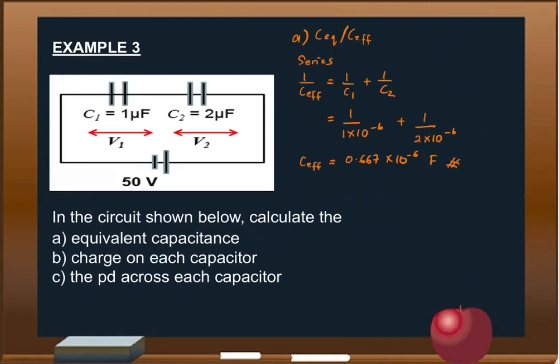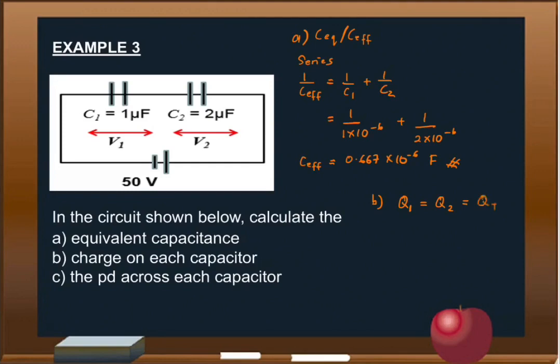For question B, we want to find the charge on each capacitor, so Q. As we know, when capacitors are connected in series, the charge on each capacitor will be the same, which means that the charge on capacitor 1 will be equal to the charge on capacitor 2, and it is also equal to the total charge QT. Now, what we have to do is to find QT.